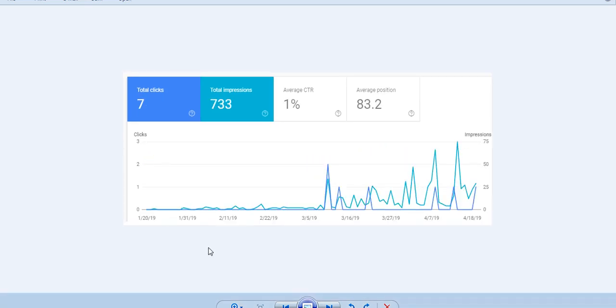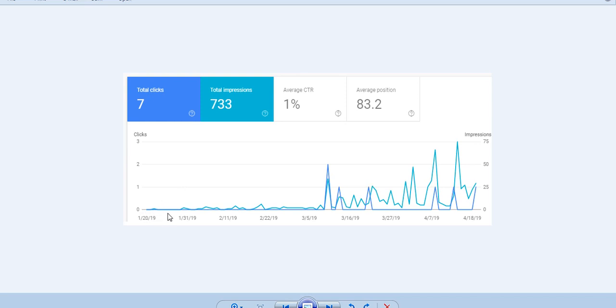Now, for the second site, this one is still in the sandbox. The way you can tell it's in the sandbox is if you notice over here, since January 2019, there's hardly anything. The blue ones are clicks, and the light blue ones are impressions, meaning how many times my website pops up on Google. This is a report I took from Google Webmaster Tools, and this is a normal thing to expect. Whatever website you have, if you're just starting out with it, these kinds of graphs are going to be normal for you.